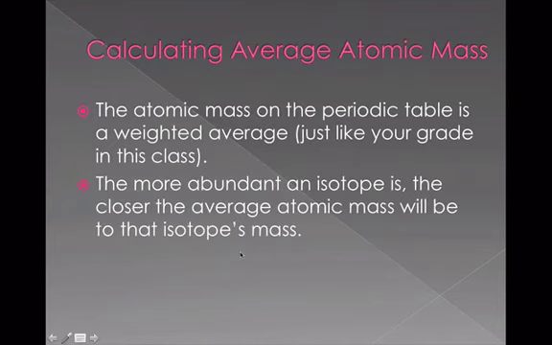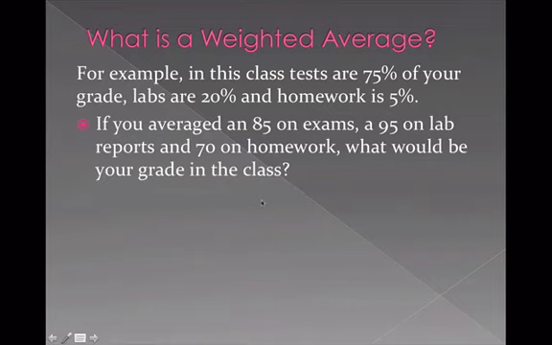Okay, ways we can calculate average atomic mass. The average atomic mass that you see on your periodic table is a weighted average, and it's just like how we figure your grade in this class. The more abundant an isotope is, the closer the average atomic mass will be to that isotope's mass, and that's what we just talked about. So if we wanted to do an example just using your class grades, in this situation, you average an 85 on exams. So I average an 85.